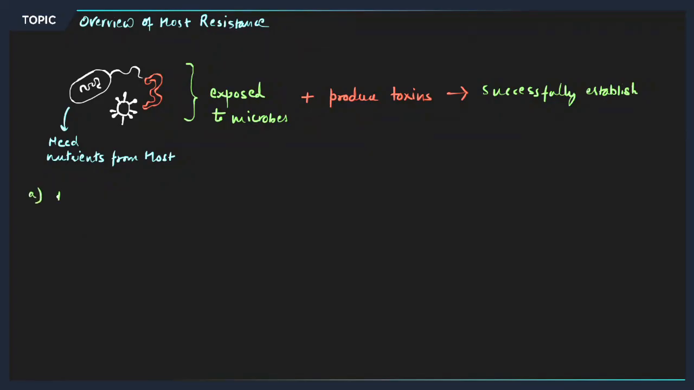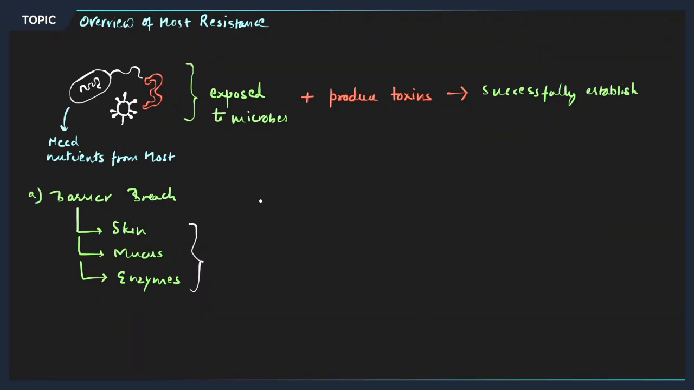So if we talk about the first requirement, which is breaching the barrier. And in the barrier, we have multiple barriers in our body. Let's say we have skin. So I'm going to write it down over here. So we have skin, and then we have mucus. It's a very, very important layer. Then we have enzymes that are able to degrade these microbes. And our body secretes all those things, right?